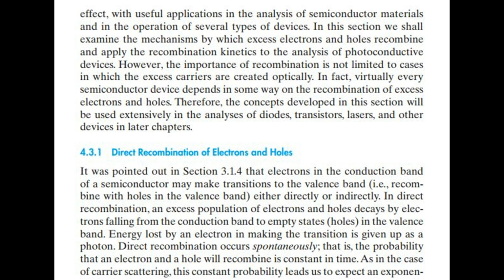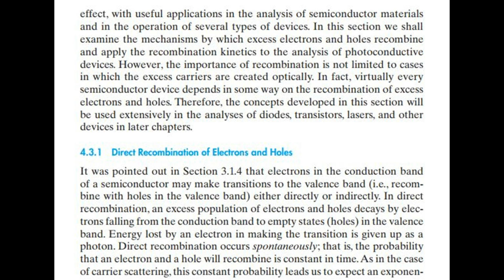It was pointed out in Section 3.1.4 that electrons in the conduction band of a semiconductor may make transitions to the valence band, i.e., recombine with holes in the valence band, either directly or indirectly. In direct recombination, an excess population of electrons and holes decays by electrons falling from the conduction band to empty states, holes, in the valence band. Energy lost by an electron in making the transition is given up as a photon. Direct recombination occurs spontaneously, that is, the probability that an electron and a hole will recombine is constant in time.